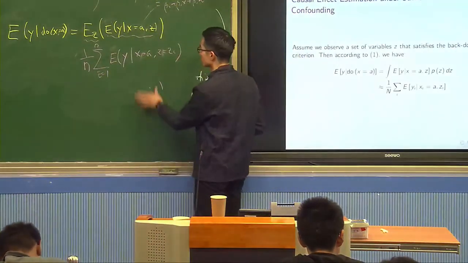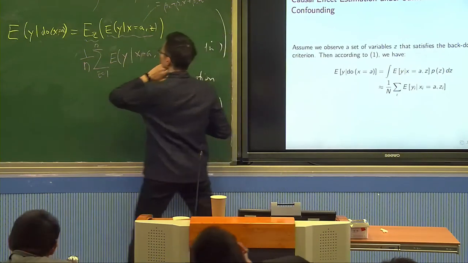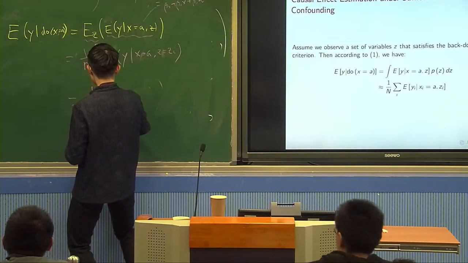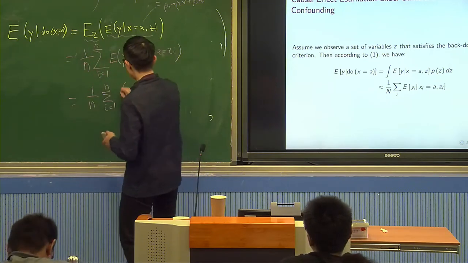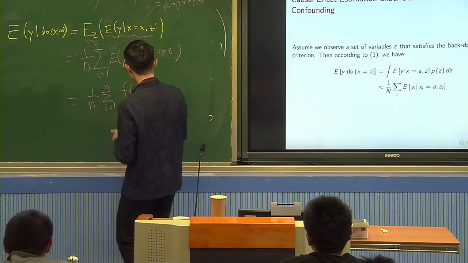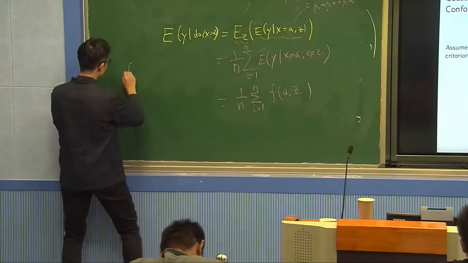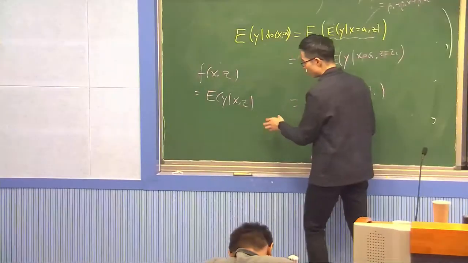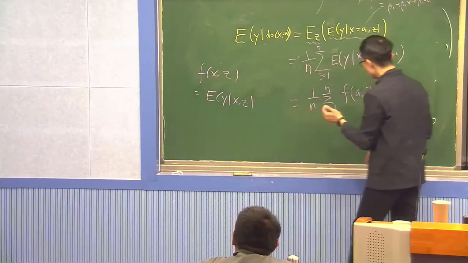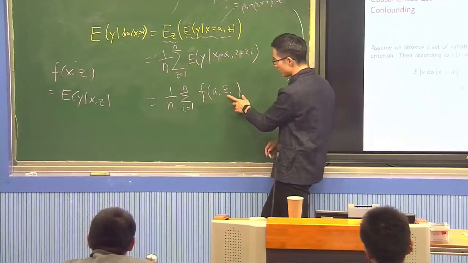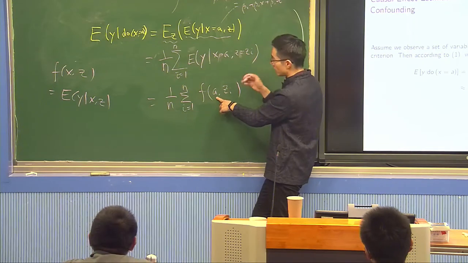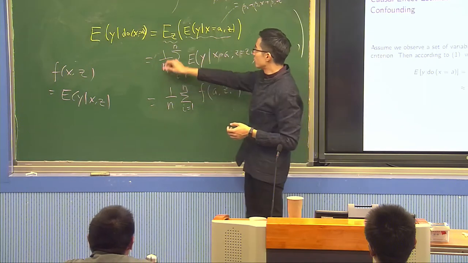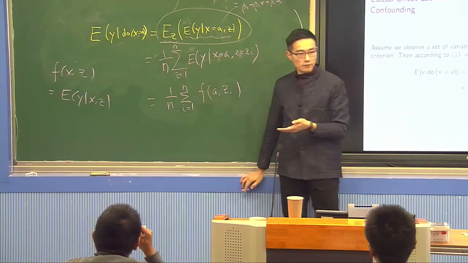What this means is I can write it as the sum over i equal to 1 to n of f(a, z_i), where I define f(x, z) equal to E[Y given x, z]. So the expectation can always be written as a function of x and z. On each data point, let z be equal to the z_i at that point, but x is always equal to a, because we're doing the causal effect, we're conditioning on x equal to a. And if you average all of them, they give you this. Now, this is the idea of Monte Carlo integration.